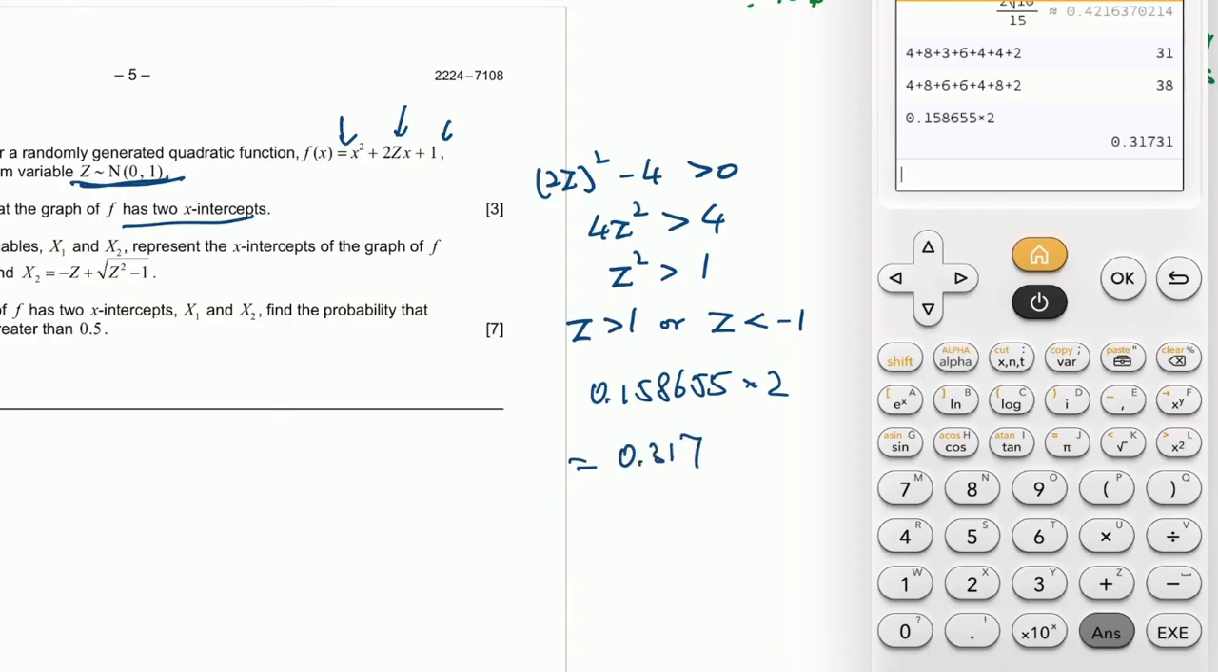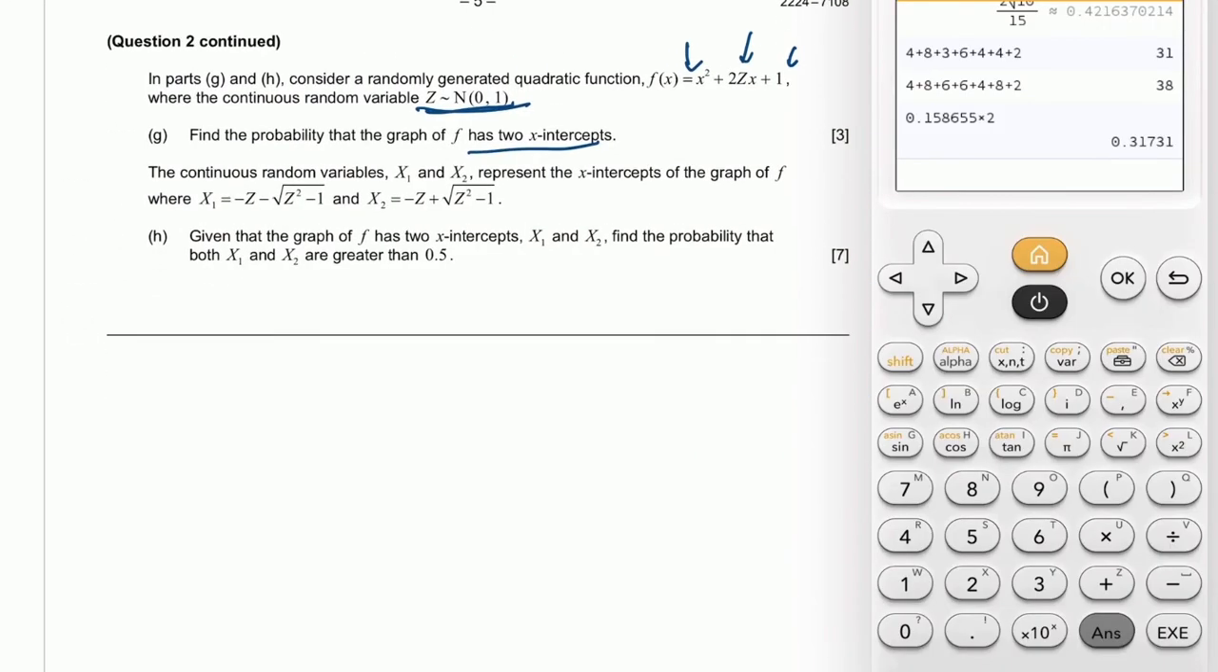7. Then 7 mark. So the last part is actually the hardest part of the question. Continuous random variable x1, x2 represent x-intercept of the graph, with x1. I think this simply comes from doing the quadratic formula with the quadratic, so I don't think it means much. What is the probability that both of x1 and x2 are bigger than 0.5?